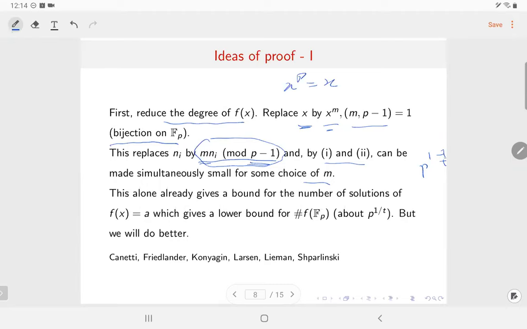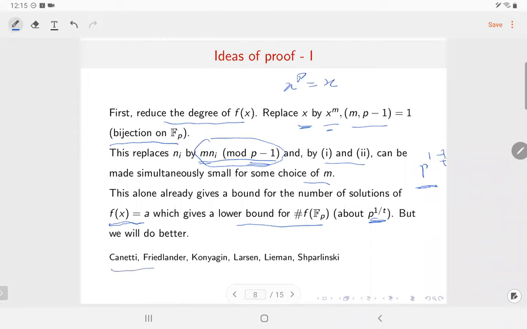Okay? And so if you have a polynomial of a certain degree, say this degree, then the number of solutions of an equation like that is at most this, right? So you can already use this to get a lower bound for the cardinality of the image. And you get something like p to the 1 over t. So you get an upper bound for the number of solutions of this equation, an upper bound for the number of pre-images of a given element of F_p, and therefore you get a lower bound for the cardinality of the image.